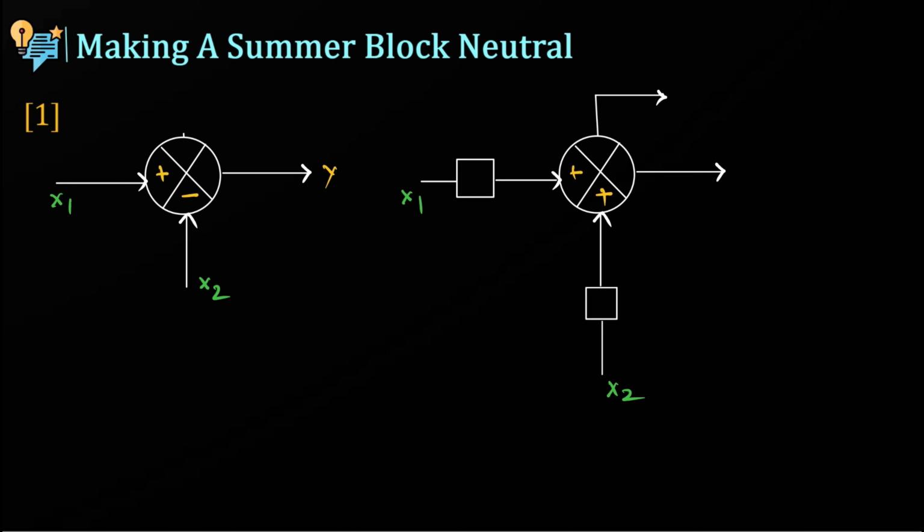First let us write the output. Here my output is x1 minus x2, so here also my output must be x1 minus x2. Here my x1 is coming, so I will keep plus 1. And here my x2 is coming, so I need to get minus x2, so I will multiply with minus 1. So I will get x1 minus x2 here. This is how you make a summer block neutral.